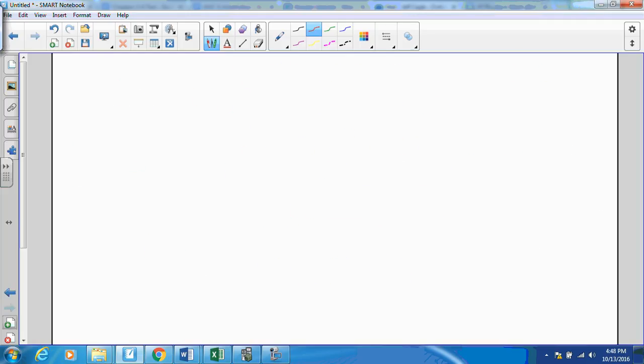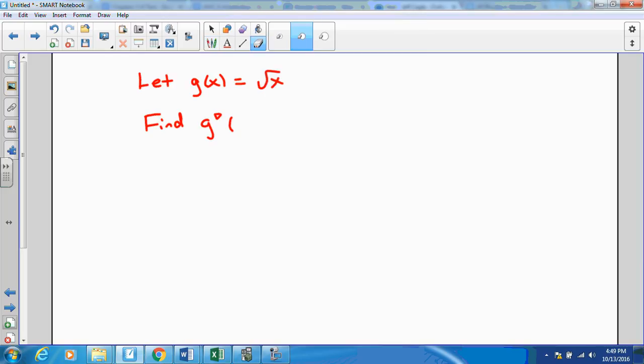Now, to take an example, let's consider g of x equal to the square root of x. And let's find the derivative g prime of 9. We're going to do this first by using the definition of the derivative, and then we'll come back and use the alternate definition and see how that works out.